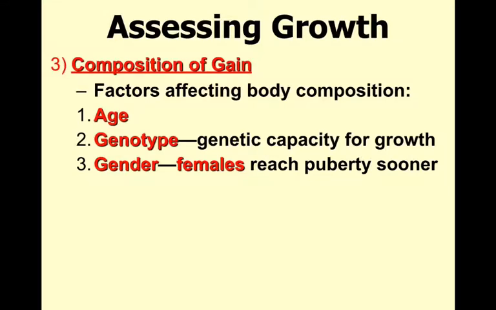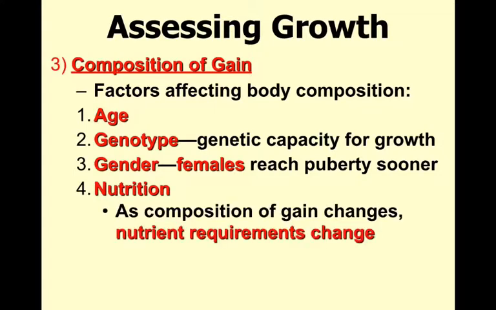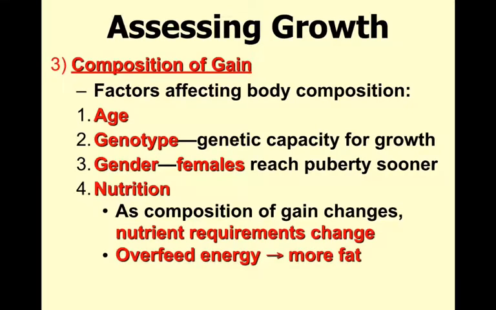Gender definitely plays a role in composition of gain. The nutrition, absolutely. We can manipulate composition of gain through diet. And so nutrient requirements change as that composition of gain changes, and we need to be flexible and able to adapt to that. If we overfeed energy, we are going to have animals putting on more fat. Sometimes we want to do that, sometimes we don't. But we can manipulate that composition through the diets we feed our animals.